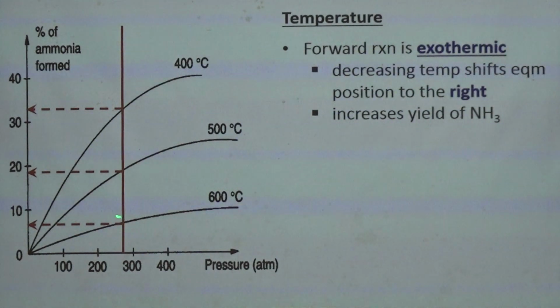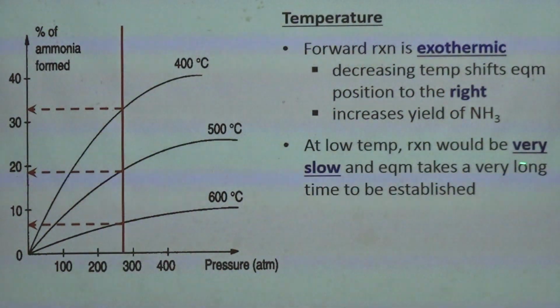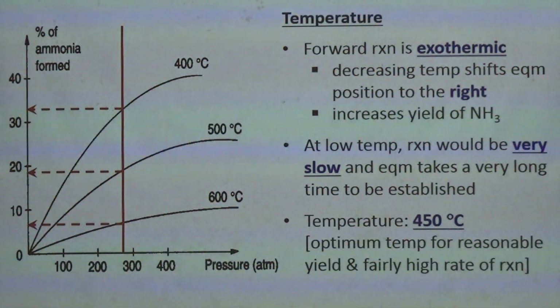Even though the lower the temperature, it will give rise to a higher yield of ammonia, but a low temperature would also mean that you get a very slow reaction and it will take a very long time to reach equilibrium. Therefore, you take a compromise, 450 degrees Celsius, where it is a compromise between a reasonable yield and a fairly high rate of reaction. Okay? If you look at pressure, if you want to increase the yield of ammonia, should the pressure be high or low? This one is more straightforward.